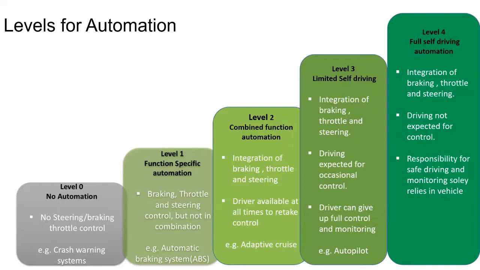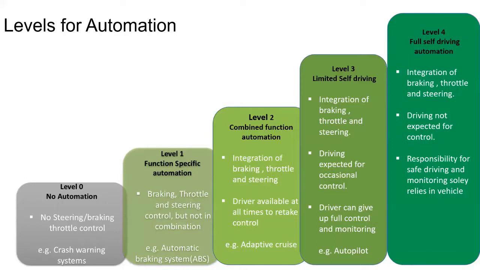Level 0 is nothing but our old cars, where there's no steering, braking and throttle control, just something like a crash warning system. If you're going to crash, they might let you know. There's no control, there's no autonomy as such in that. Level 1 is what we call function-specific automation, where certain functions or features are automated. A very good example for this is ABS, the automatic braking system which we have today.